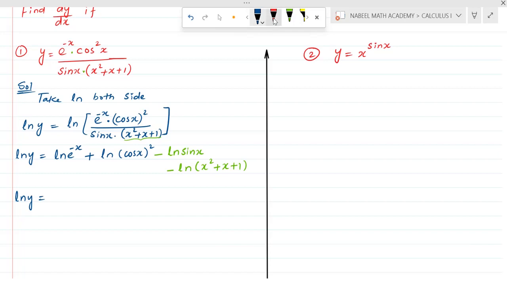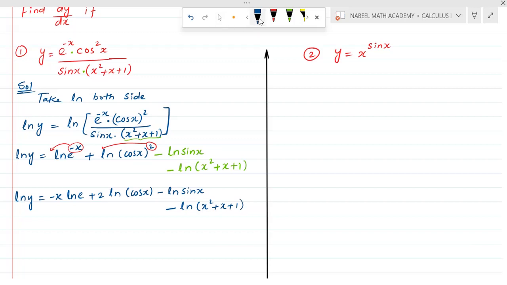I have to bring this power, so I will bring this power here. So I use the power rule. So what is the power here? So it is minus x ln e plus 2 times ln cosine x, and then minus ln sine x and minus ln x square plus x plus 1.